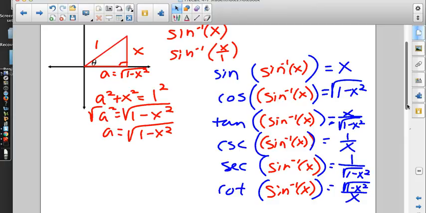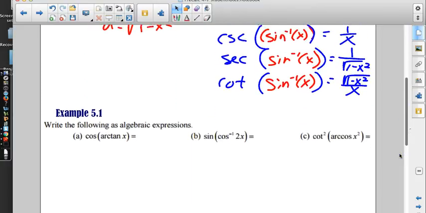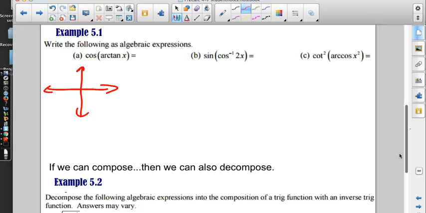But if we're looking for the hypotenuse, we shouldn't encounter subtraction, and that's because we'll have these numbers already here, and that's addition. So if we need a side, then we're going to encounter subtraction. If we need the hypotenuse, we're going to see addition. So let's go down here and see what happens with these. Write the following as an algebraic expression. It should be algebraic expression. Inverse tangent.